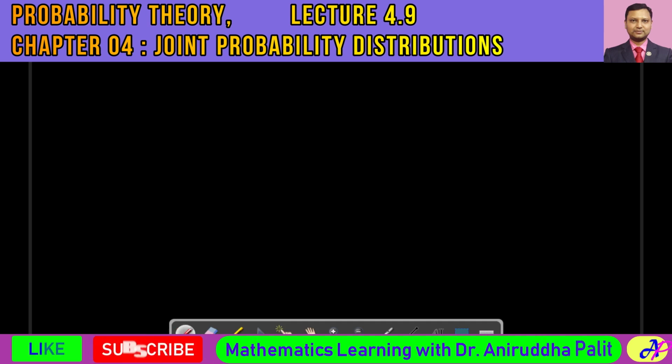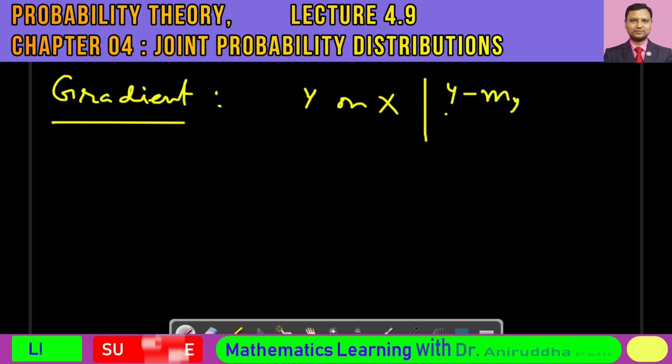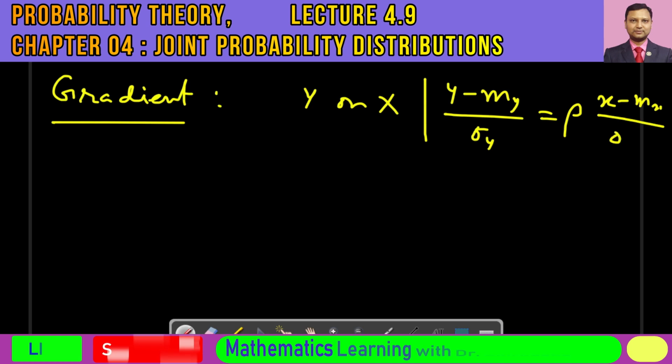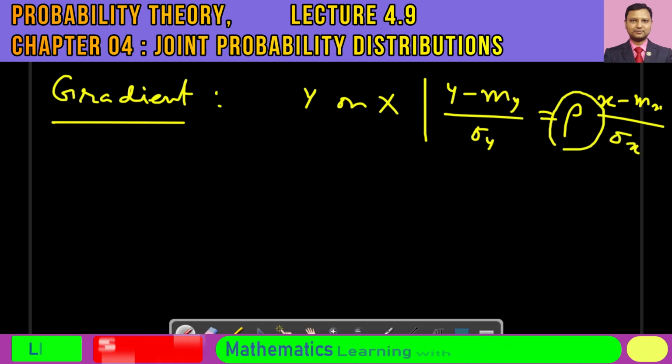So in case of regression curve of y on x, we can now write the gradient of the regression curve of y on x. The regression curve of y on x is (y minus m_y) divided by sigma_y equal to rho into (x minus m_x) divided by sigma_x. So rho is actually the gradient.